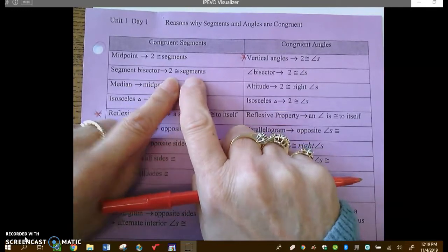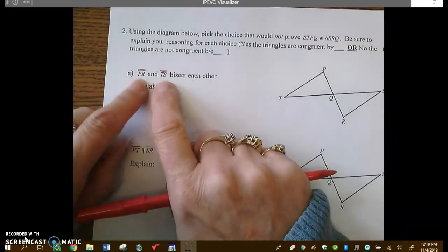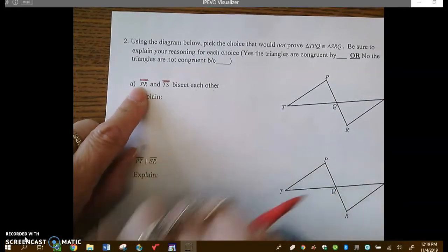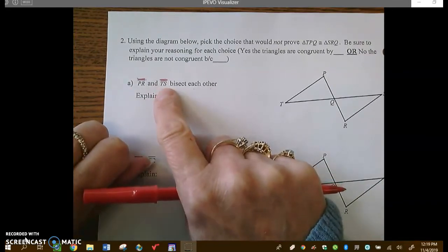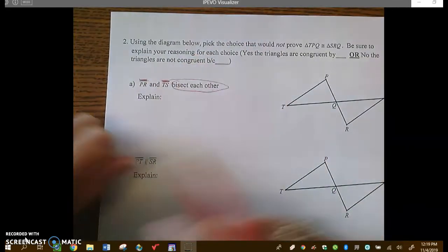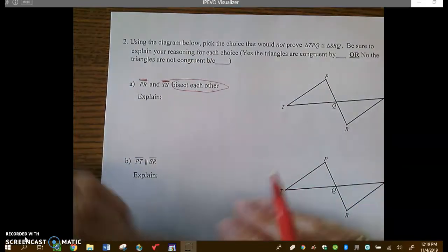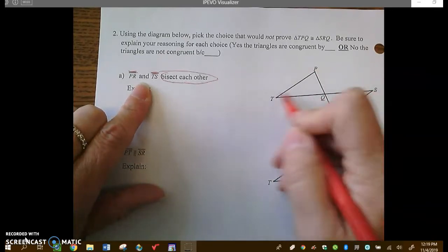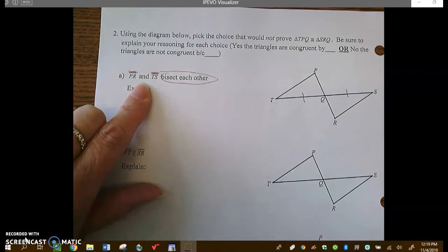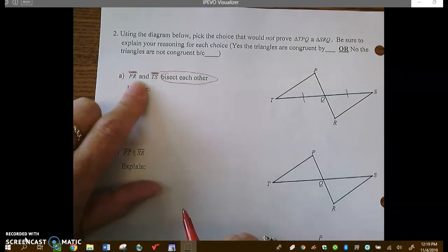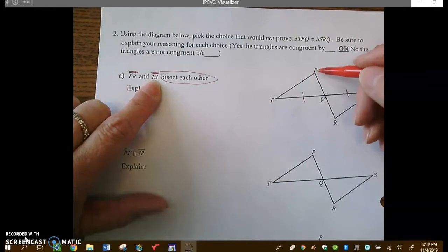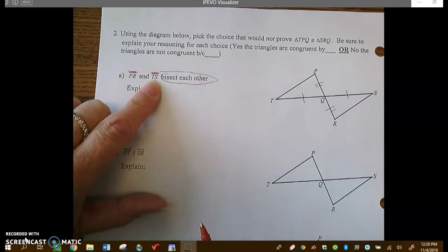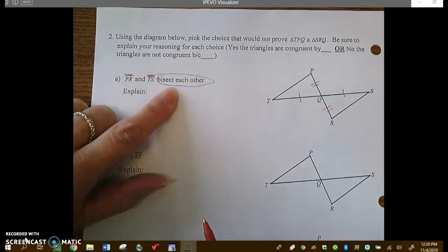There's 2 congruent segments. But remember I talked about one of these is the bisector, and the other one is getting bisected. One of them's the knife, the other one's the butter. In this case, they are cutting each other into halves. So line segment PR is bisecting line segment TS. So I know there's got to be two congruent segments on line segment TS. And now line segment TS is bisecting line segment PR. So I know there's two congruent segments on line segment PR. That's what happens if they bisect each other.